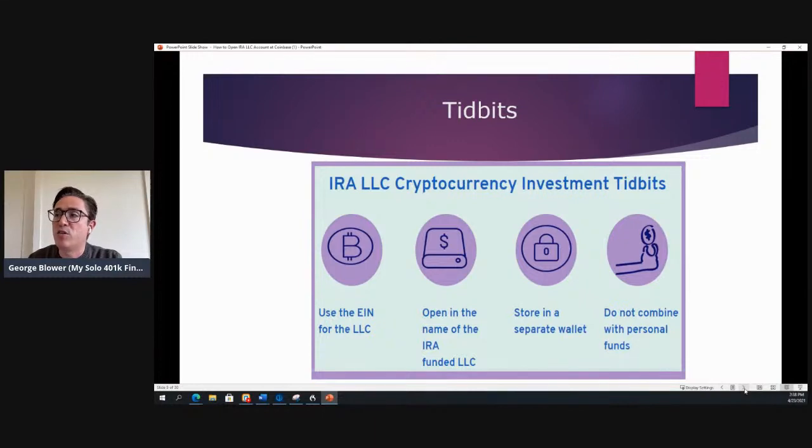Again, just to highlight some of the tidbits that were quite important, you're using the EIN for the LLC. So you're not using your social security number, for example. You're opening in the name of the IRA funded LLC. To the extent that you want to store the cryptocurrency in a physical wallet, you store it in a safety deposit box associated with that LLC bank account. And then, of course, you're never commingling with personal funds.